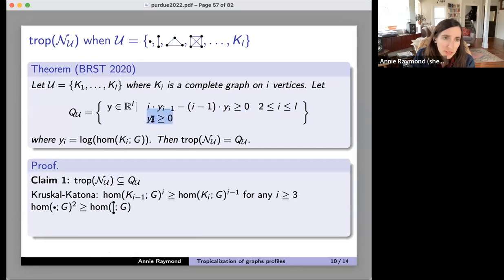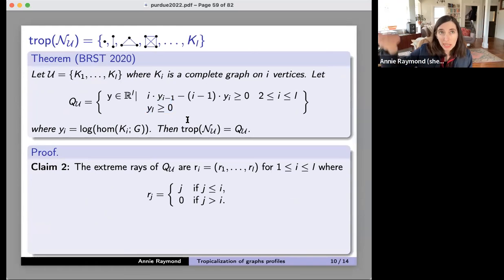And I also have this extra inequality that I need to make sure is true, but I know that I'm intersecting with the positive orthant, so I know that the number of homomorphisms of KL into G is greater or equal to 1, which if I take the log, gives me the last inequality that I needed. So because of that, I do know that my tropicalization sits within this cone. So now I need to show the reverse way. I want to show that the cone sits within this tropicalization, and then I'll be done.